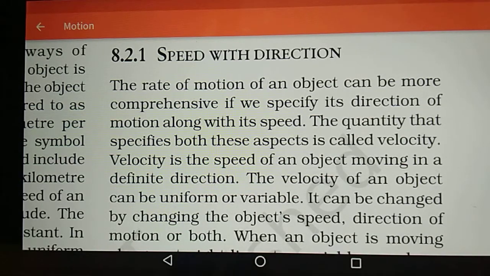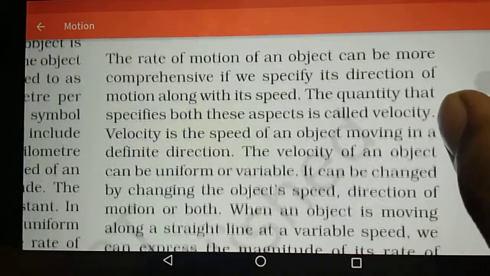The velocity of an object can be uniform or variable. It can be changed by changing the object's speed or direction of motion or both. Obviously, if you change the speed, its velocity will change anyhow. If you change the direction also, it will change its velocity. You might not understand me yet, but we'll go further and you'll get all of this.